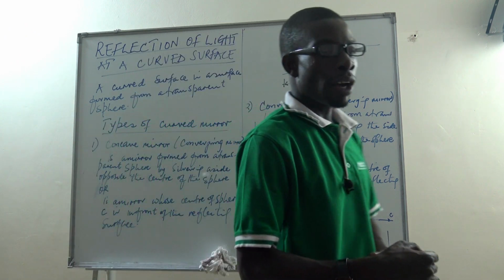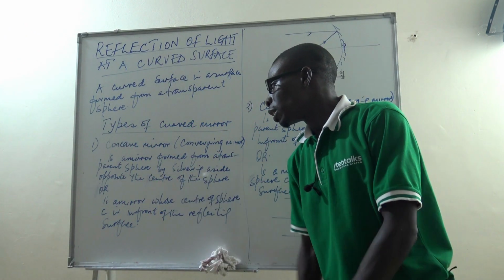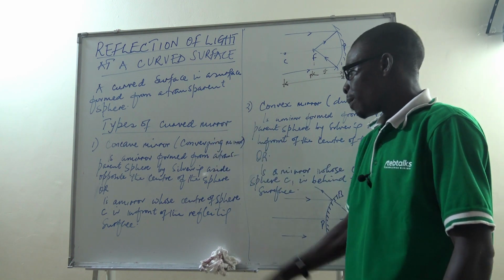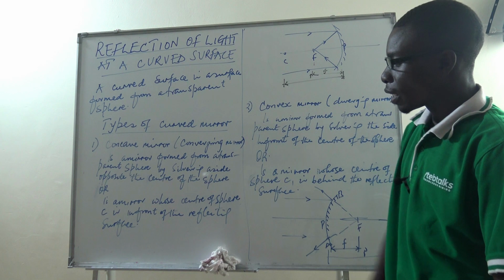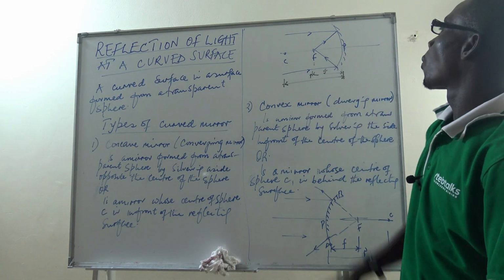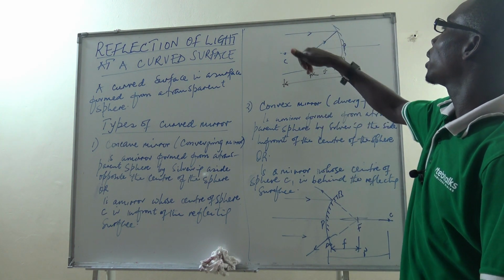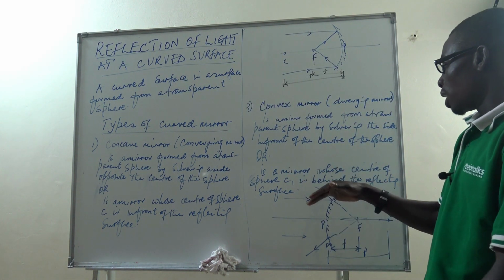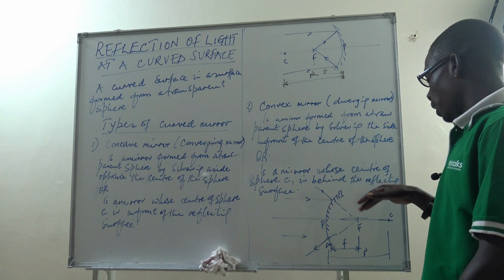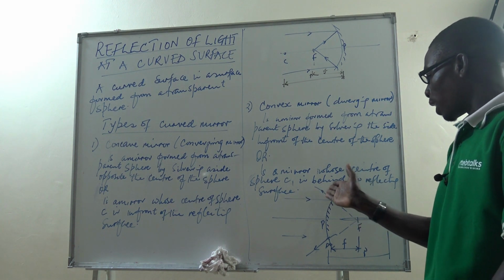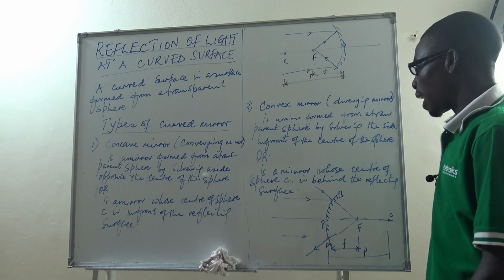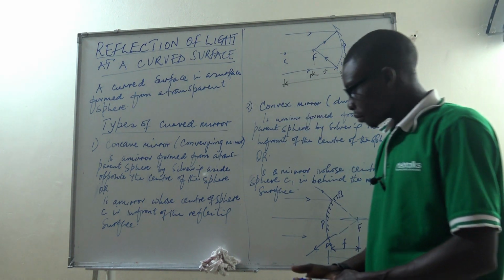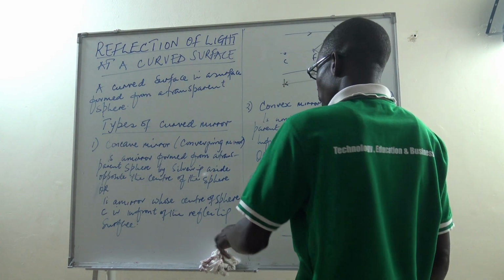Okay? So those two are our types of curved mirrors. Whenever they ask you types of curved mirrors, we have basically two. We have the concave and the convex. When we talk about the concave, it is a mirror whose center of the sphere is in front of the reflecting surface. The reflecting surface is inside, and the center is in front of it. But here we're saying a mirror whose center of sphere is behind the reflecting surface. So the reflecting is here, but the center is behind. That is our convex mirror.